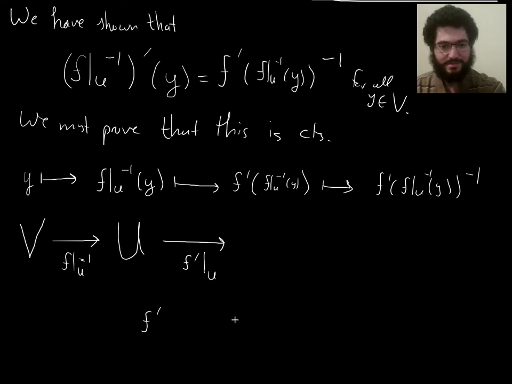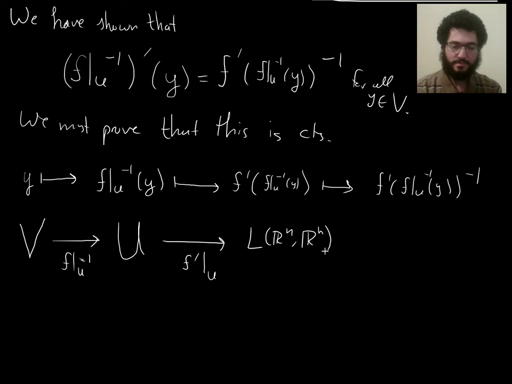But I want to describe what's happening here overall as a composition of a bunch of individual ingredients. So here, f prime restricted to U goes from U to L(Rn, Rn), the vector space of linear maps from Rn to Rn. That's what this is, right? It's a linear map from Rn to Rn. Then what happens from here to there? Inversion. And we end up with another linear map from Rn to Rn.